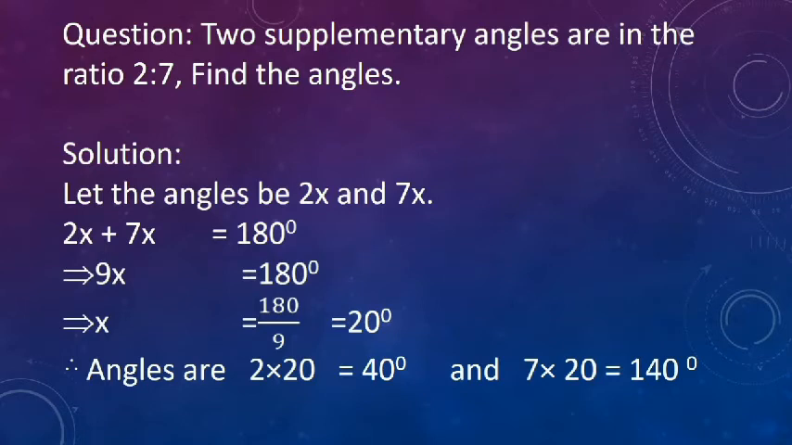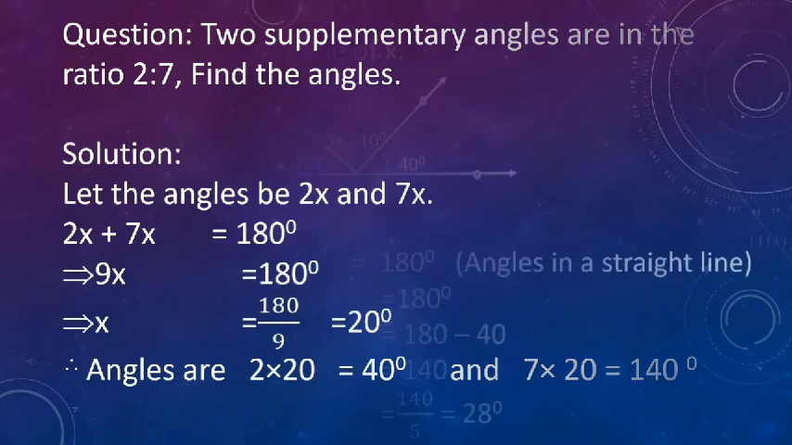So, it is a simple linear equation. By solving this linear equation and finding the value of x, we will be able to find out the angles. So, 9x is equal to 180 degrees. Solving, we get the value of x as 20 degrees. Now, substituting the value of x in 2x and 7x, we can get the required angles. That means the angles are 2 into 20, which is 40 degrees, and 7 into 20, which is 140 degrees.